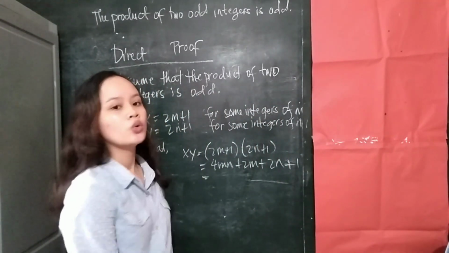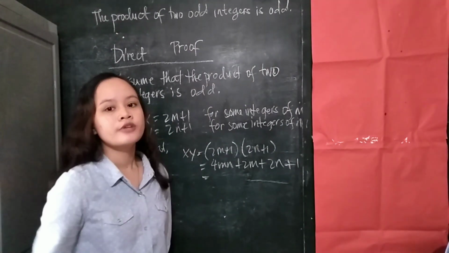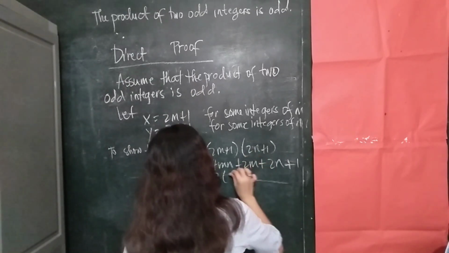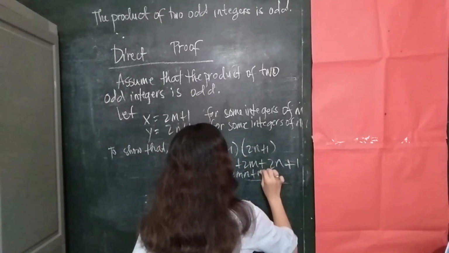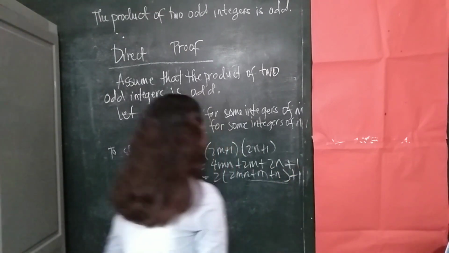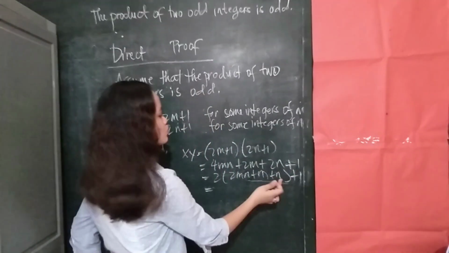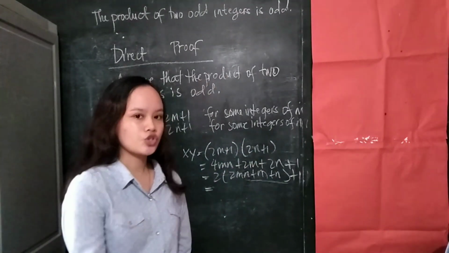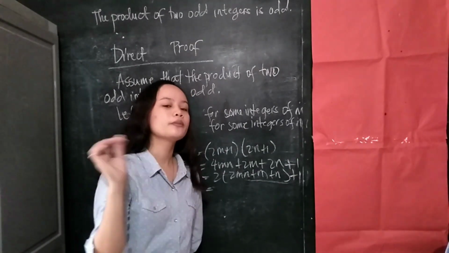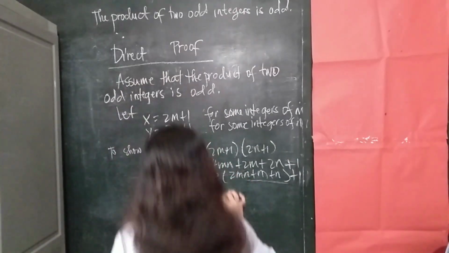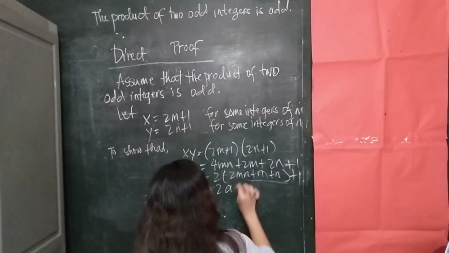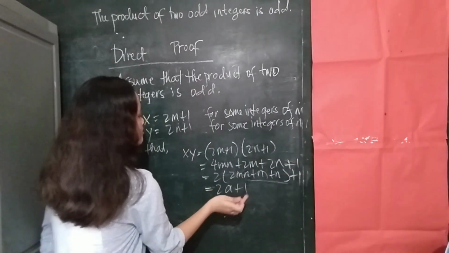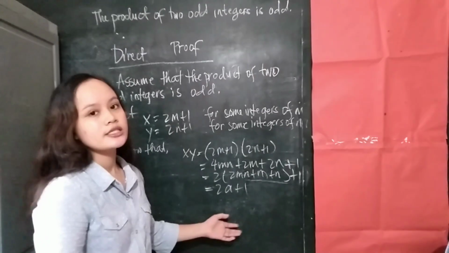Next step, we are going to get the common factor, which is 2. And then it will become 2 times 2mn plus m plus n, then plus 1. The 2mn plus m plus n are all integers, so the answer is going to be an integer. So we will use the variable a to represent the integer. Then copy the 2 times a plus 1. So we come up with this answer, and it is an odd integer.